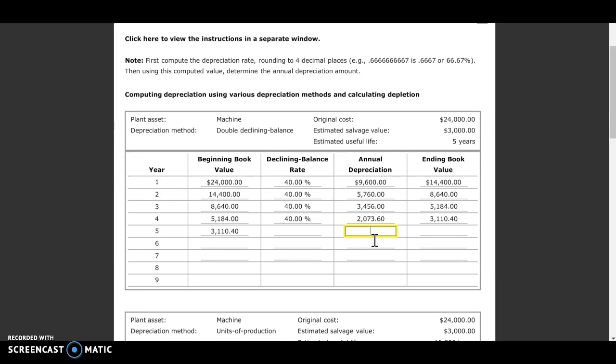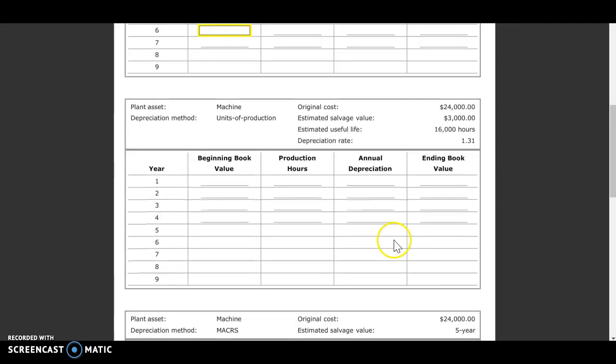What we're going to do is just find the difference, which is pretty easy math for us. So the depreciation for that year is going to be 110.4, which would bring us to our ending book value, which would also be our estimated salvage value of 3,000. Okay, we'll move on to the next one.